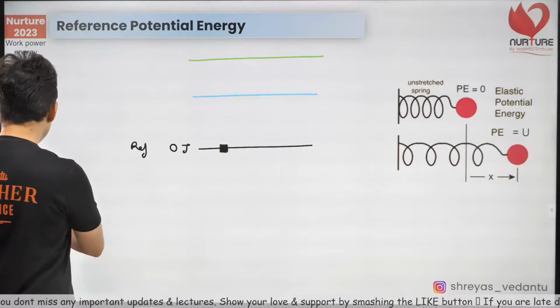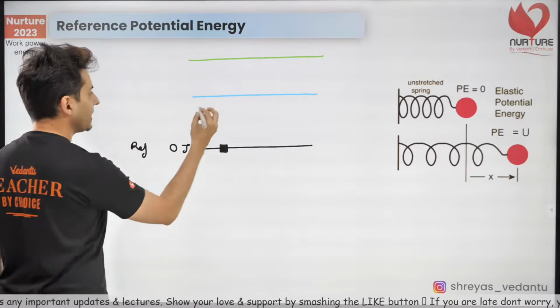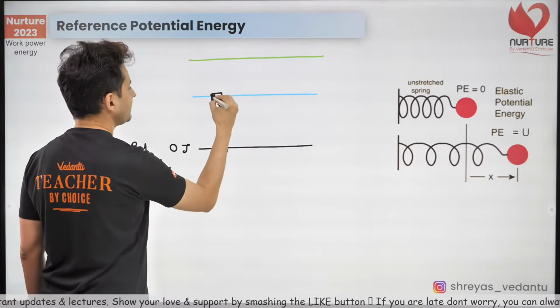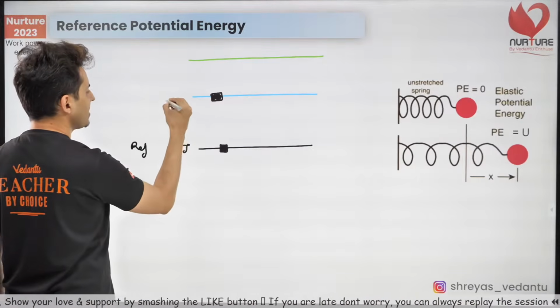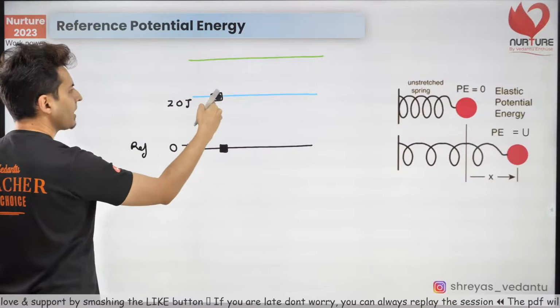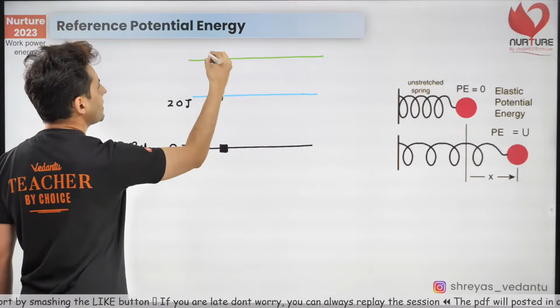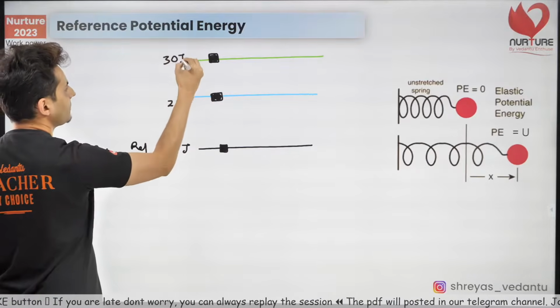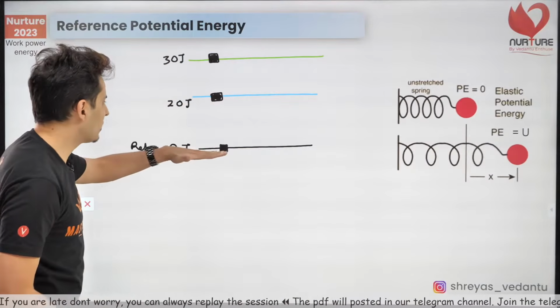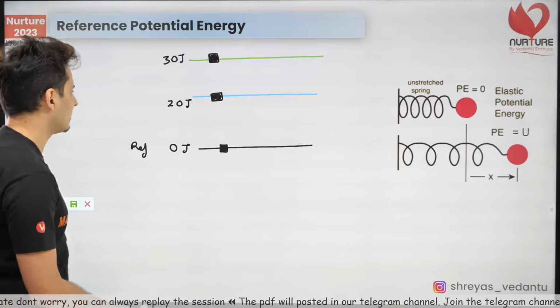So if I take that block over here, let's say the potential energy becomes, I don't know, 20 joules. And when I take the same block over here, let's say the potential energy becomes, I don't know, 30 joules. So with respect to 0 joules, it becomes 20, then it becomes 30.